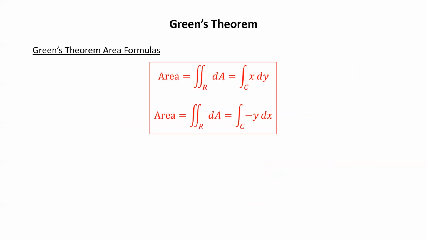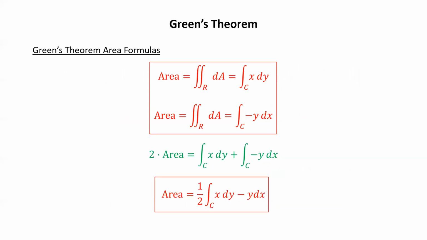Right, so just to summarize the two that we found, we could compute the area of a region by taking the line integral over C, where C is the boundary of the region, of x dy, or we could do negative y dx. If we add these two area formulas, we get 2 times the area is the integral over C of x dy plus the integral over C of negative y dx, or equivalently, the area is 1/2 the line integral over C of x dy minus y dx. This gives us a nice third area formula that can be used.